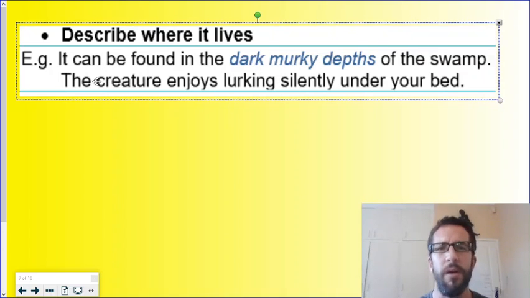Or, to be a bit more creative, I've written here, the creature enjoys lurking silently under your bed. So there I've created a bit of suspense. All right? But again, try to be descriptive and imaginative when telling me where this thing lives.